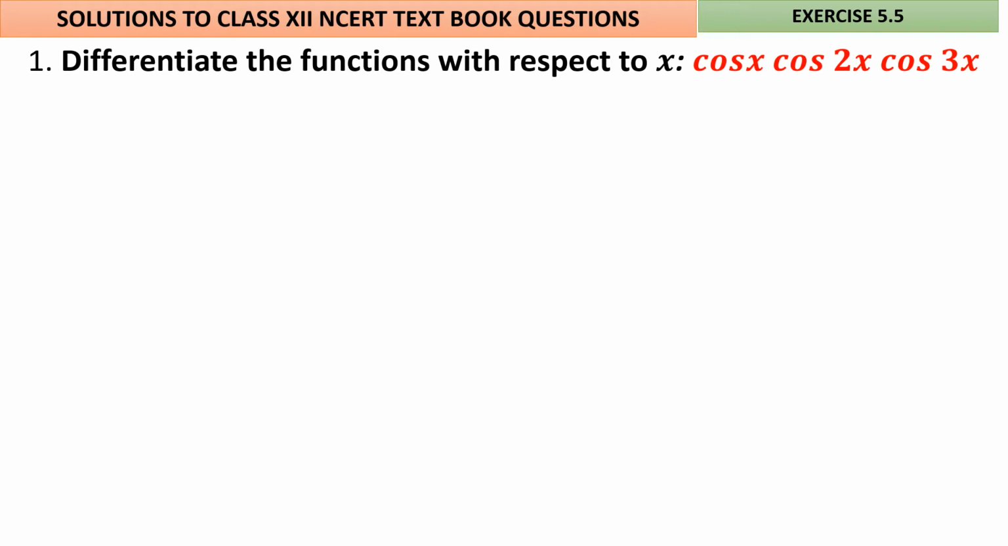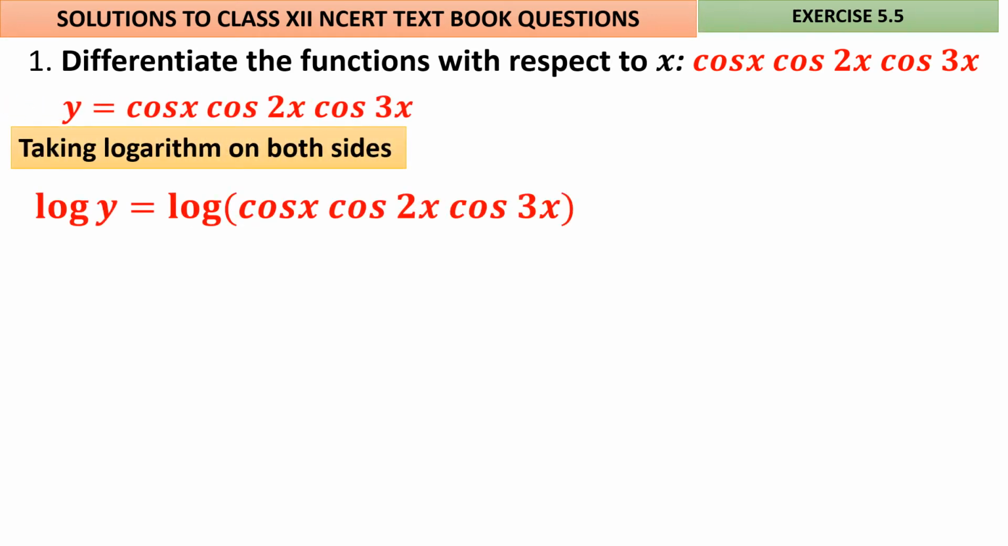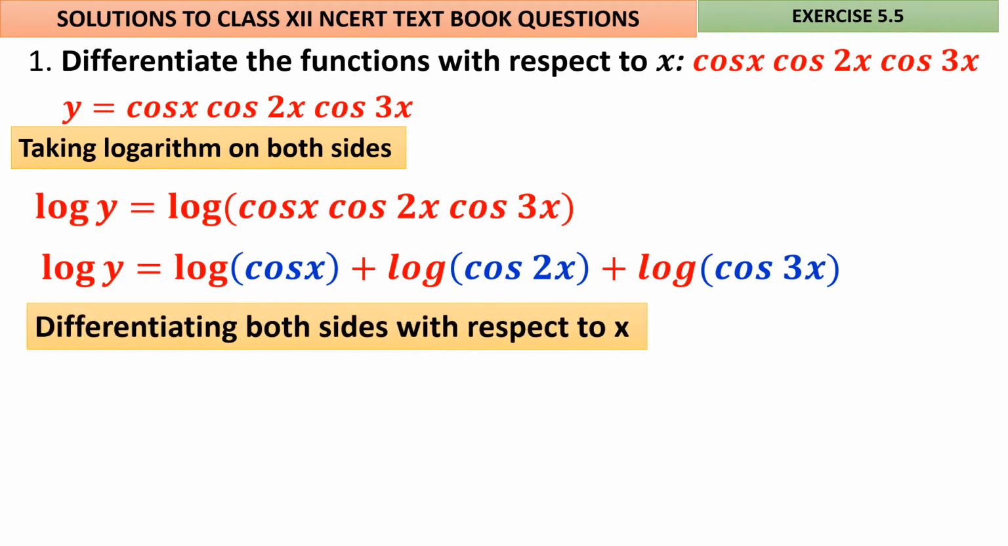Question number 1. Differentiate the function with respect to x: cos x, cos 2x into cos 3x. Product of three functions. We can use logarithm on both sides. Take logarithm on both sides. Log y is equal to log of cos x, cos 2x into cos 3x. That is log of the first plus log of the second plus log of the third. Let us go for differentiation now.